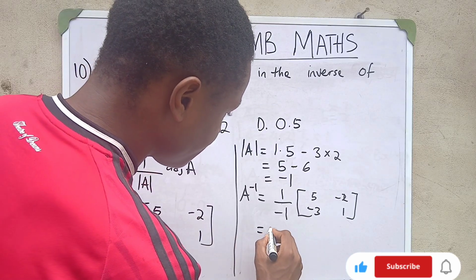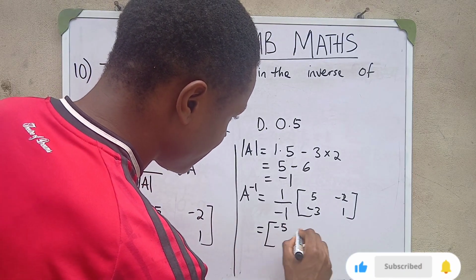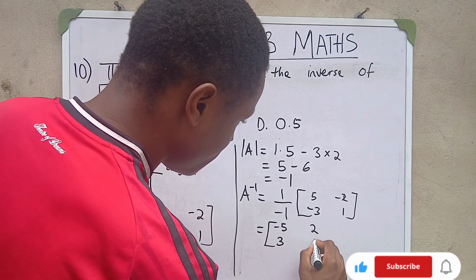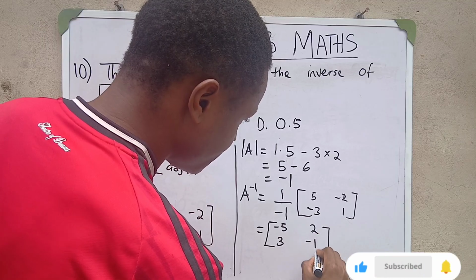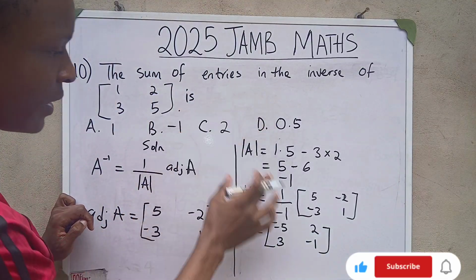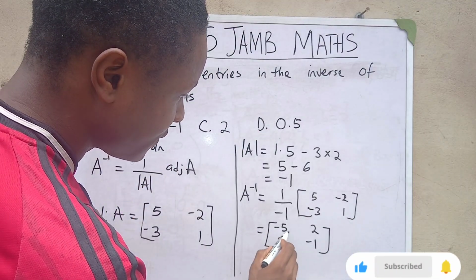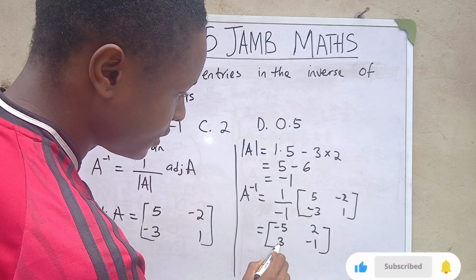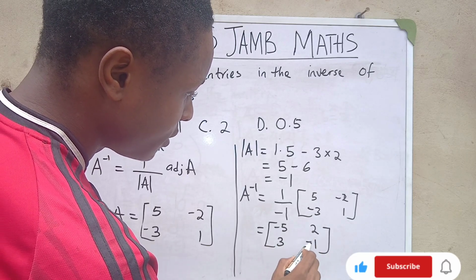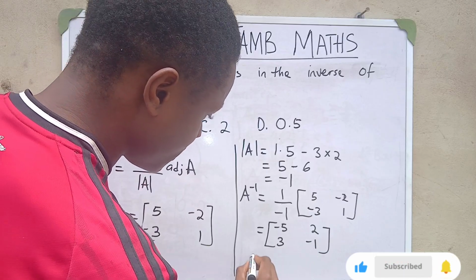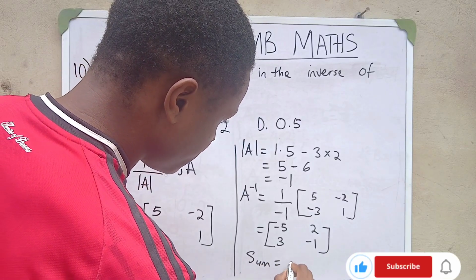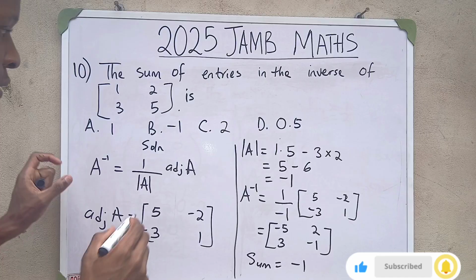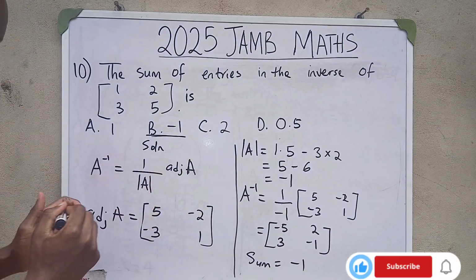We'll have minus 5, 2, 3, 1, minus 1. So the sum of everything here: minus 5 plus 2 is minus 3. Minus 3 plus 3 is 0. 0 minus 1 is minus 1. So the sum of the entries is minus 1. So our answer is option B.